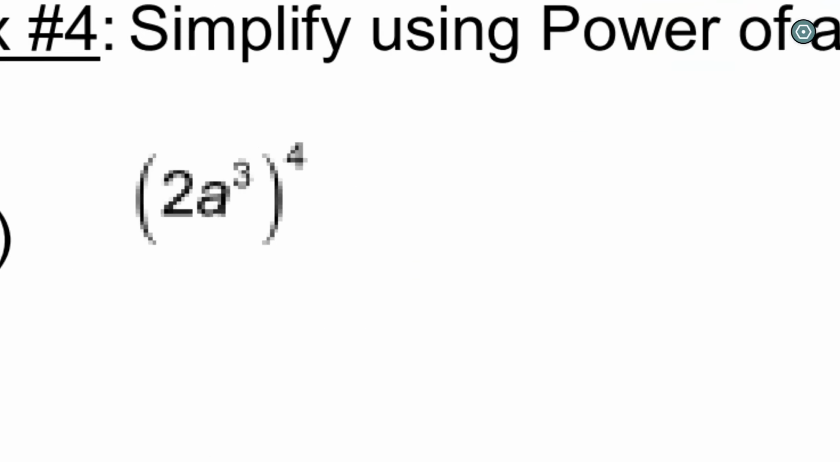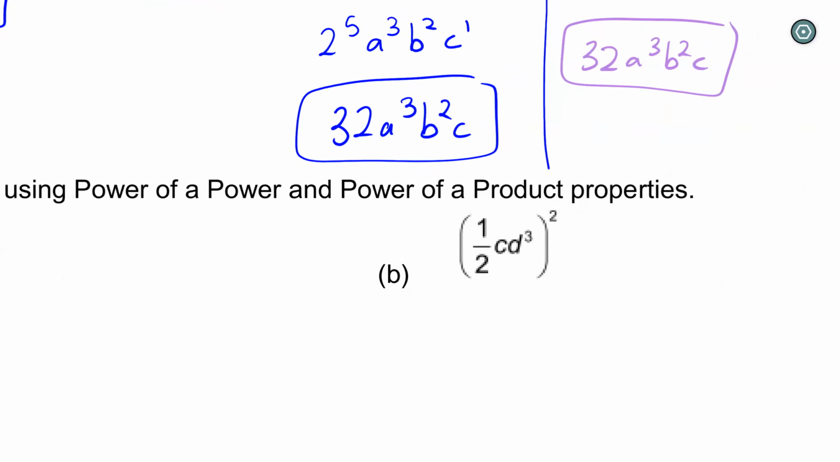Power of a power. When you have a base and the exponent is to an exponent, you multiply. But also, you have to keep in mind the power of a product property, you have to also distribute to every single item in your term. So notice this is not 2 plus a, it's 2 times a cubed. So you distribute the 4. So I have 2 to the 4th times a to the 3 times 4. 2 times 2 is 4, times 2 is 8, times 2 is 16. 16a to the 12th.